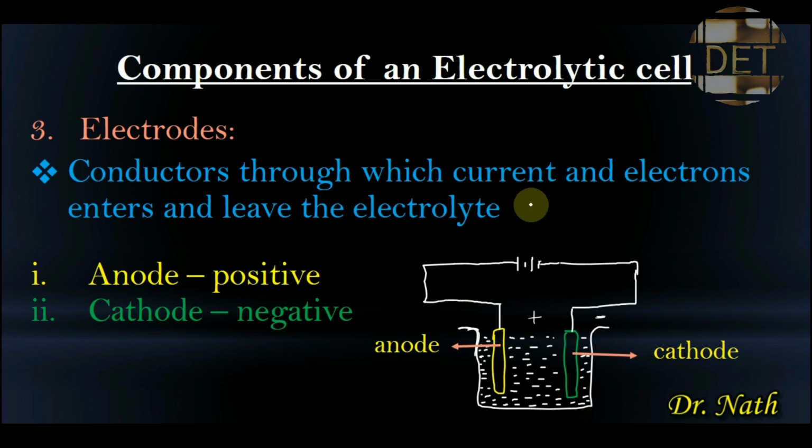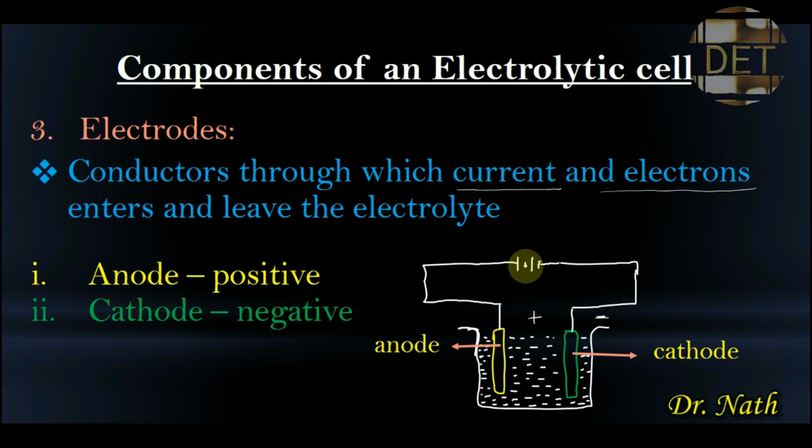The two main things that enter and leave the electrolyte through the electrodes are current and electrons. So it is through the electrodes that current and electrons enter and leave the electrolyte. The positive electrode is known as the anode, while the negative electrode is the cathode. This is a pictorial representation of this. This is the anode, the positive electrode, and this is the cathode, the negative electrode.